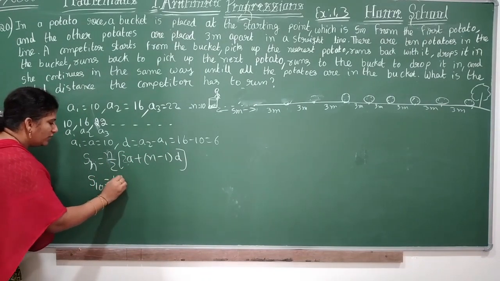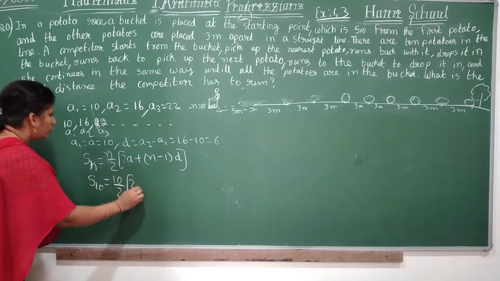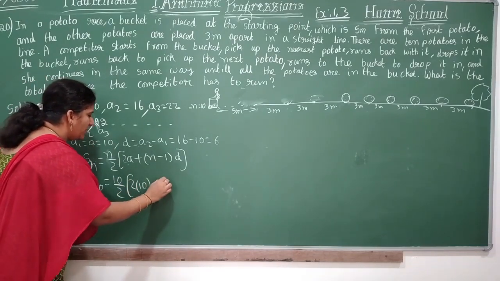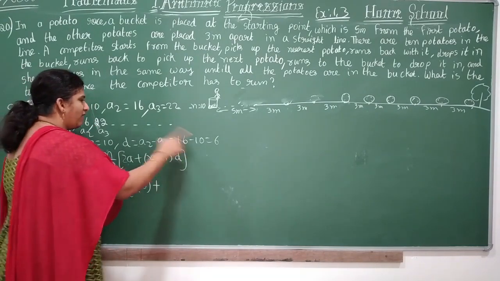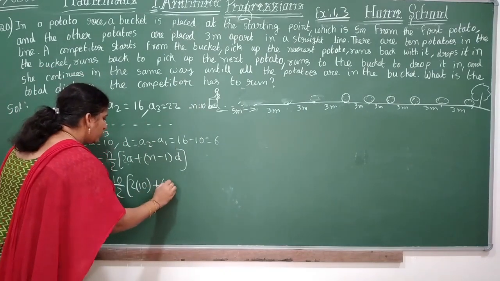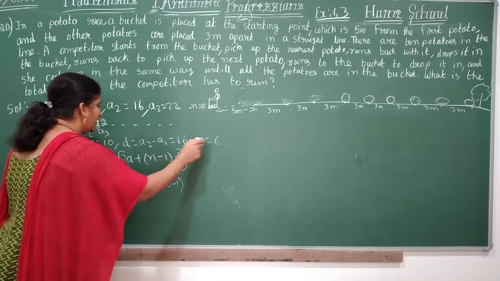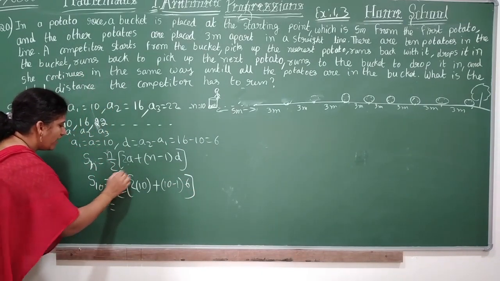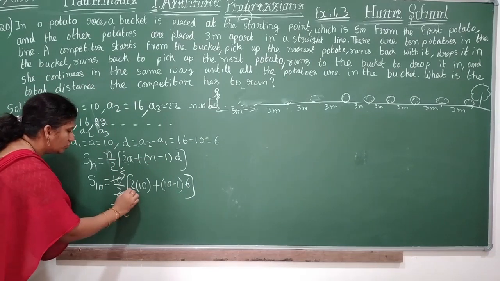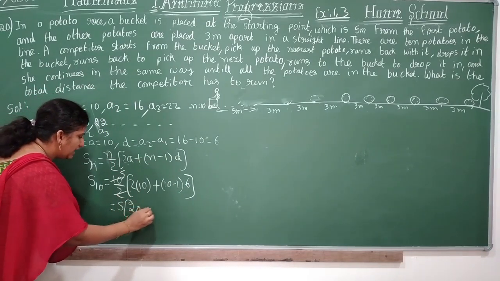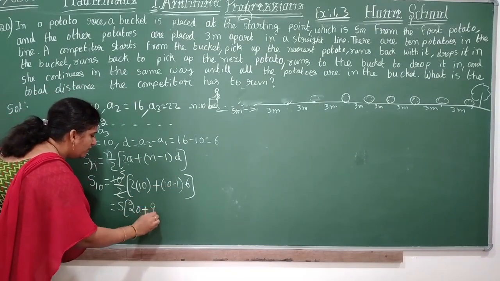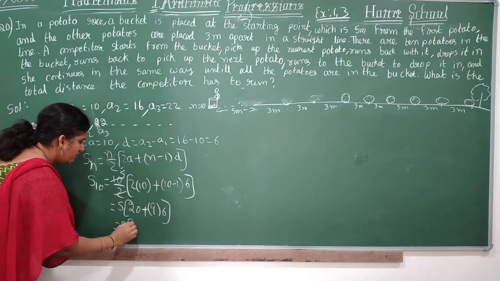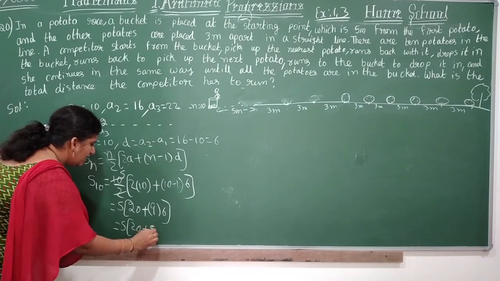S10 is equal to 10 by 2 into 2 into a. a is how much? 2 into 10 plus, how many potatoes are there here? n value is also 10. So 10 minus 1 into your d value, which is 6. That will be 2 5s are 10, so 5 into 2 10s are 20 plus 10 minus 1, 9 into 6.